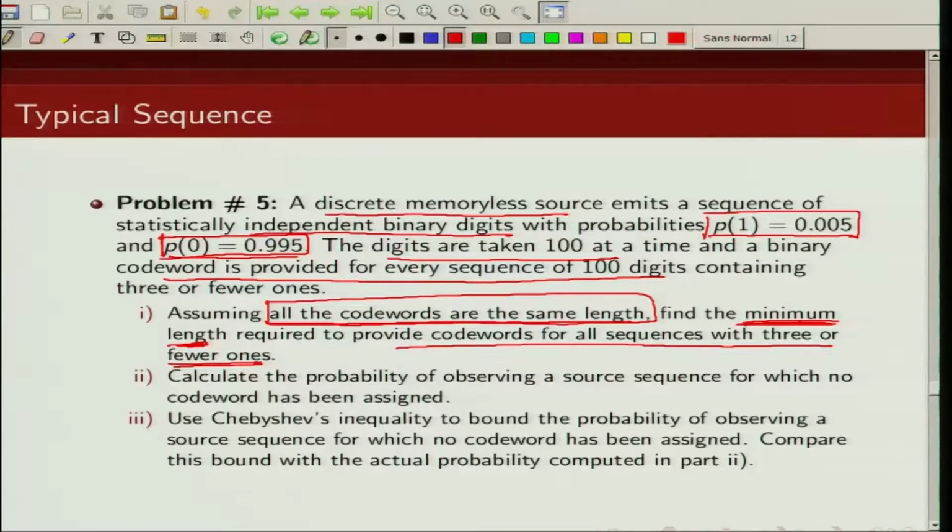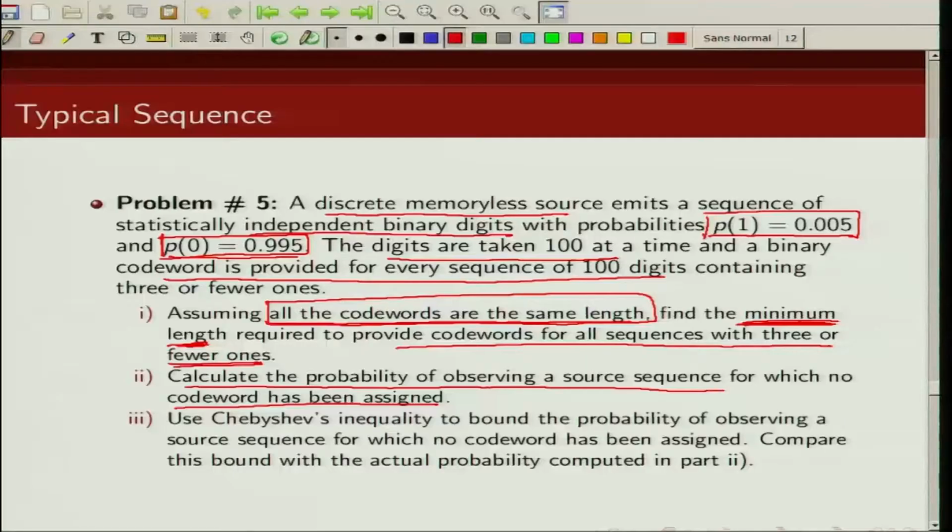So that is the first part of the question. The second says, calculate the probability of observing a source sequence for which no code word has been assigned. Now when will no code word be assigned? When we get, among these 100 bits, a number of ones which is 4 or more. In that case we are not assigning any code words.